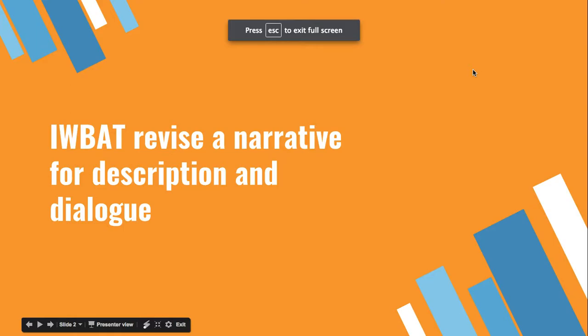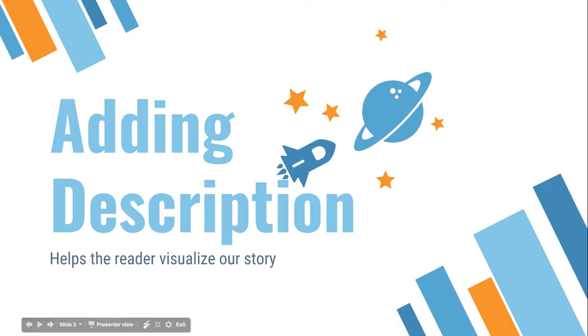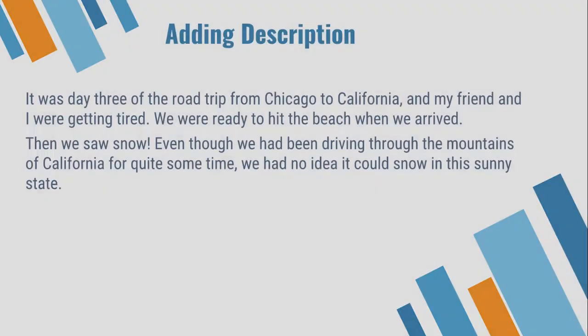Today we're going to make our writing stronger by revising a narrative for description and dialogue. We're going to do this in two pieces. First, we're going to focus on adding description. When we add description into our writing, it helps our reader visualize our story. It helps them make a mental picture in their mind.